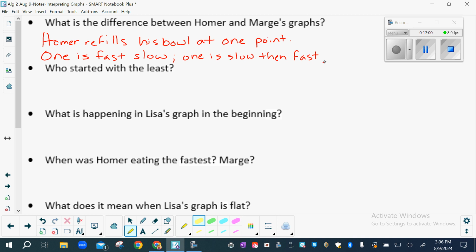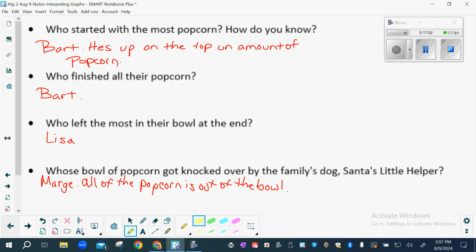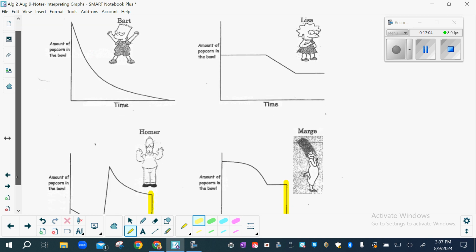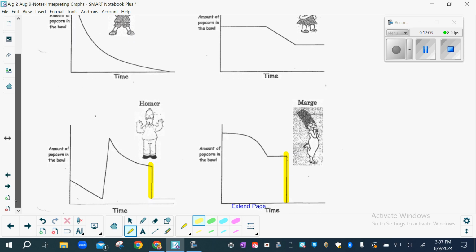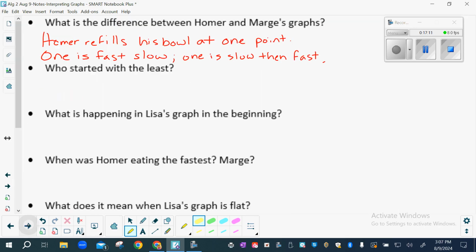And then who started with the least popcorn in their bowl? Homer, that's right. This is farthest down on this side of the graph. So that would be Homer.